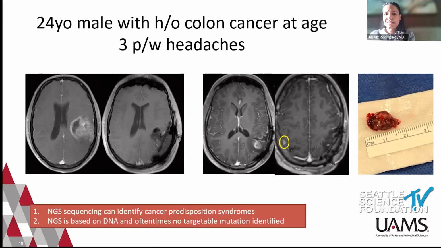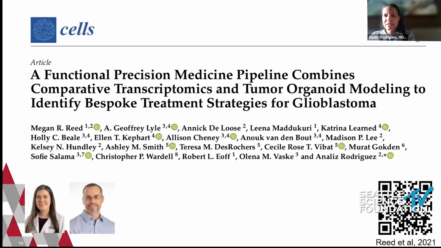But the other thing is he falls into this group where we did a targeted DNA panel, and there was nothing actionable. He doesn't have an actionable DNA mutation that currently has a targeted therapy available. So now we're in a predicament where this is a 24-year-old male, no neurologic deficits, who wants to live as long as possible, but has this really terrible tumor. So this case inspired us to work with a group out in California, as well as my local collaborators down here, Dr. Reed and Dr. Oath, in order to combine transcriptomics and organoid modeling in order to find a treatment for a patient.